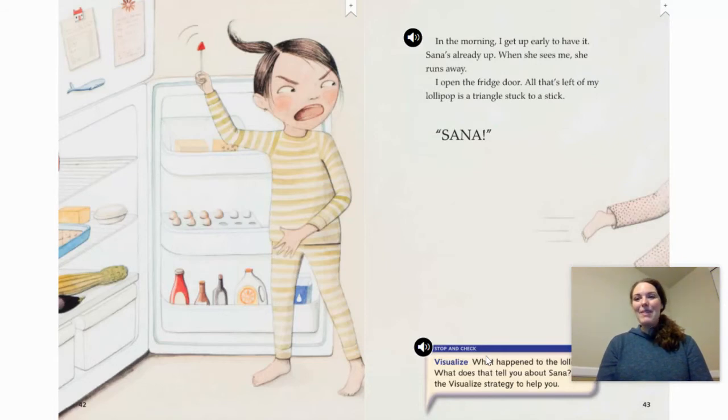And we all know what happened then. Sana woke up early and ate Rubina's big red lollipop that she had been saving especially for the next day. And she was very angry and very upset.